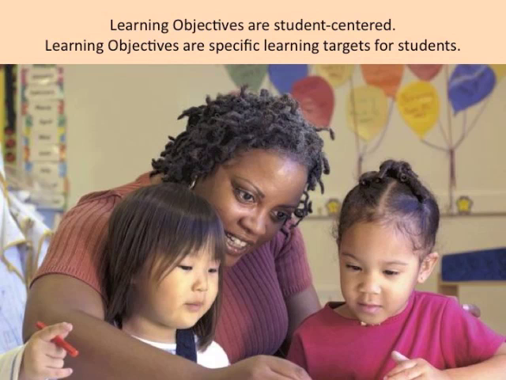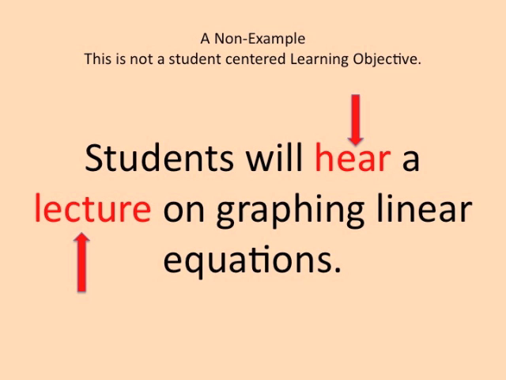Learning objectives are student-centered. They are standards-based but are statements of the specific learning targets for daily lessons. Learning objectives describe outcomes, not activities. This non-example of a student-centered objective shows that the student is being passive by just hearing. The focus of this objective is the teacher, since the action of the objective is a lecture by the teacher.